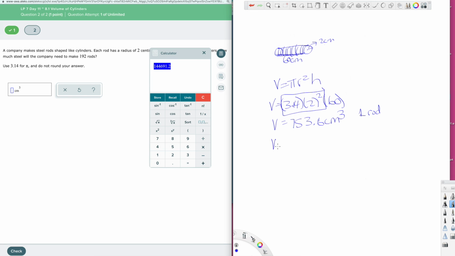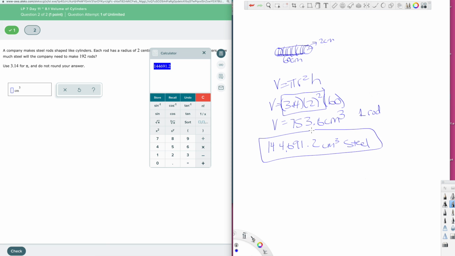So it's not volume anymore now. I'm answering the question. Let's see, it's a nice big number here. So I have a comma. So we need 144,692 and 2/10 centimeters cubed of steel to make that many rods.